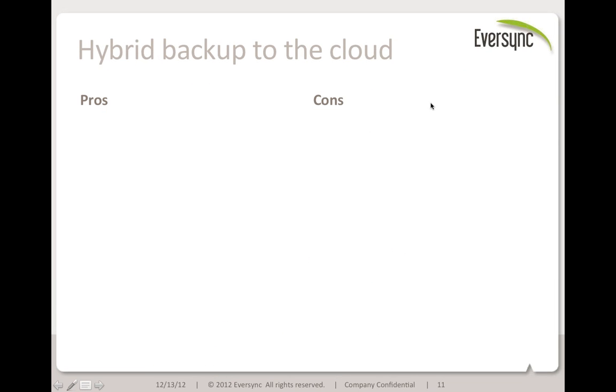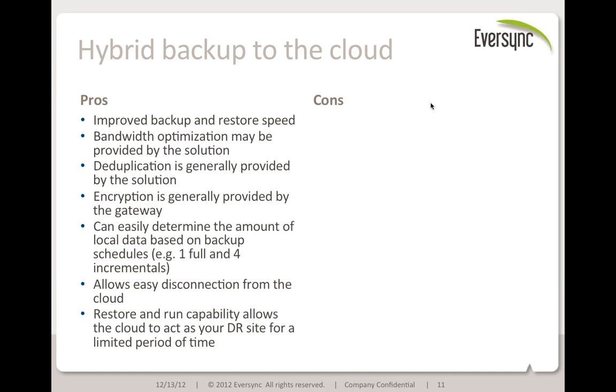So let's look at some of the pros and cons. Of course, I'm going to have both improved backup and improved restore speed. I'm going to be able to restore an entire server that failed, restoring the server image very rapidly as if everything was local, because I'll usually have a local copy of my most recent backups. The solution can provide bandwidth optimization, deduplication, which is essential, encryption, and can be in charge of determining how much data is kept locally versus in the cloud, and be much more effective than a cache.